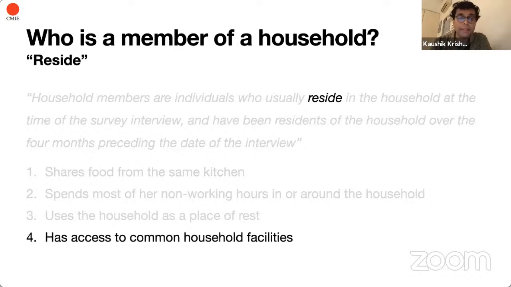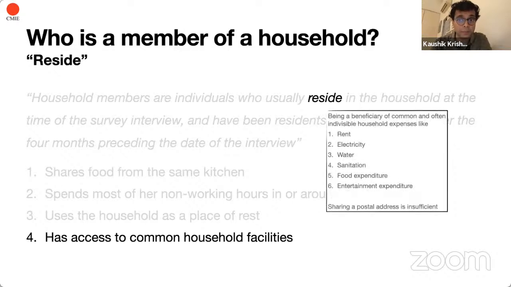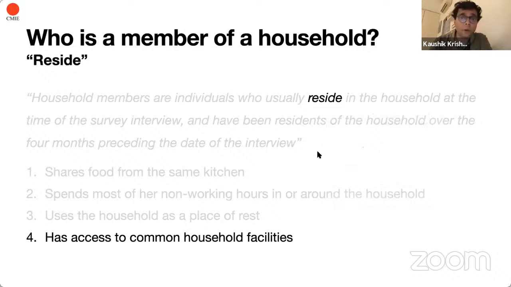Something else that's very critical is having access to common household facilities. And I want to tell you a little bit about what that means in the text of CPHS. What it means is that you have to be a beneficiary of some common indivisible household expenses, things like rent, electricity, water, sanitation, food expenditure, and entertainment expenditure. Remember, you just have to be a beneficiary. You don't have to necessarily be paying for these things, but you have to be a beneficiary of these things that are paid for usually on behalf of the household and all of its members. Just saying that you have a postal address somewhere is insufficient for you to be considered to be a member of a household. Let's talk a little bit more about this definition.